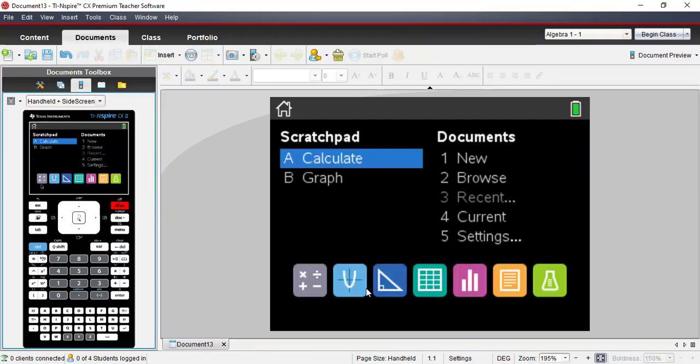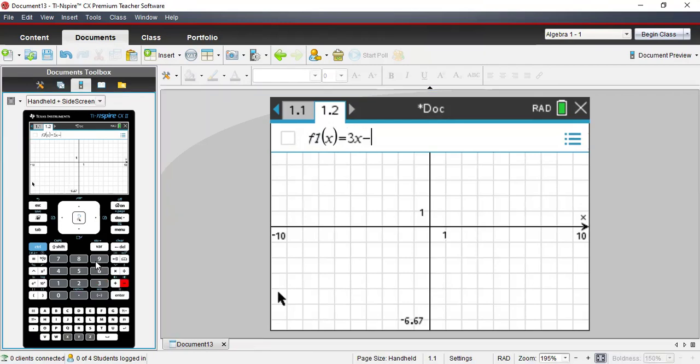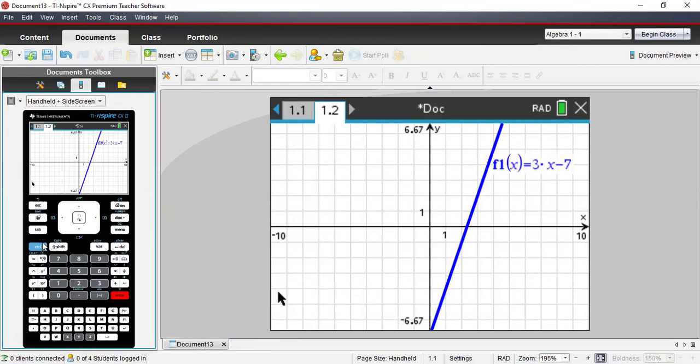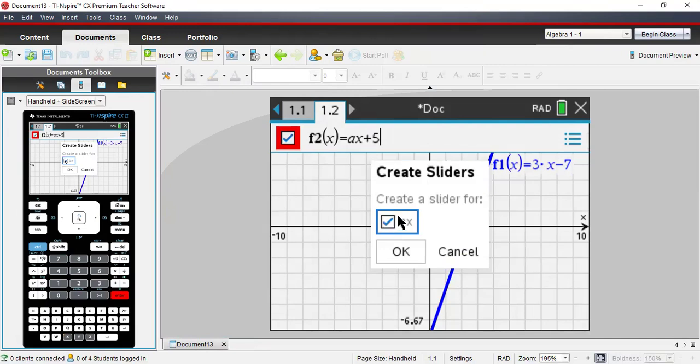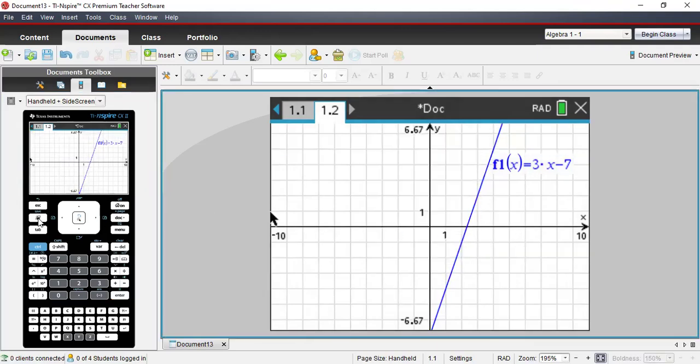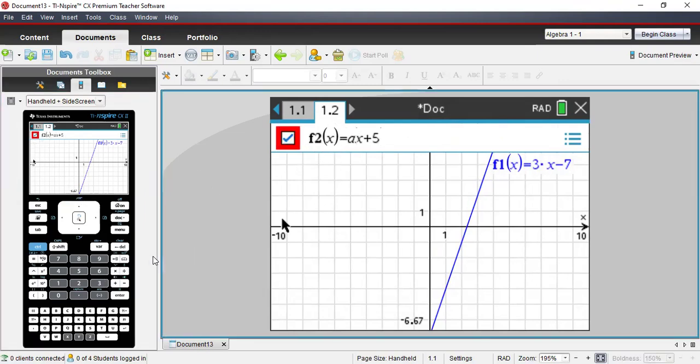I like to graph. All right, so the first thing I'm gonna do is 3x minus 7, the left-hand side of the equation, press enter, boom. And then the right-hand side of the equation is AX plus 5. Now, I'm gonna go ahead and make the error so I can show you how to fix it. Press enter. Now I'm going to get this slider because it thinks that I'm trying to do a variable called the AX variable. That's not what I want. I want this to be A times X, not AX.